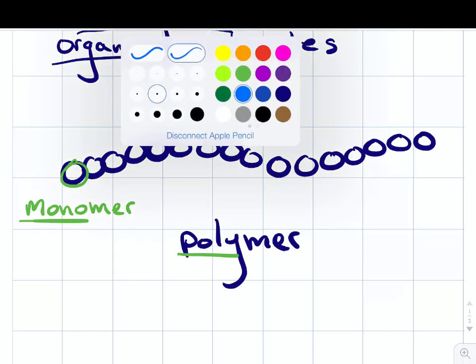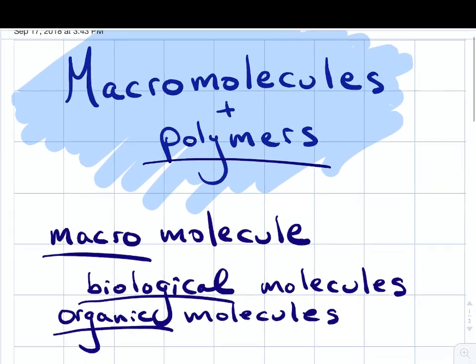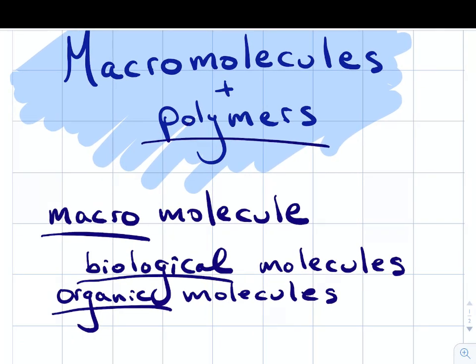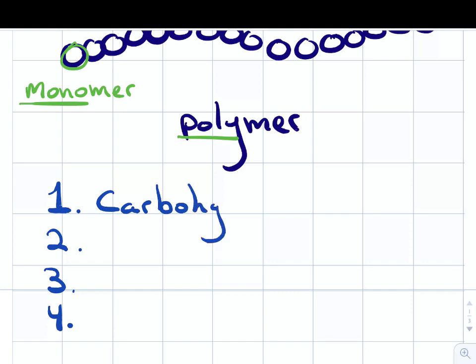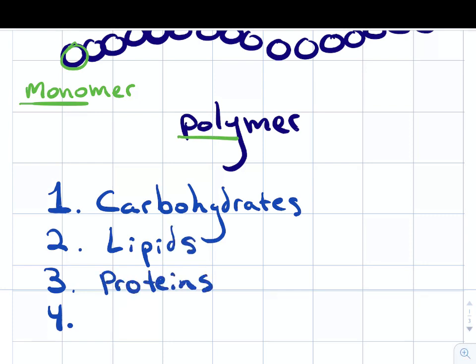So how do these two things come together? Well, there are going to be four types of macromolecules or organic molecules that we're going to talk about. The first type is carbohydrates. The second is lipids. The third is proteins. And the fourth are nucleic acids. I'm going to end up making a series of videos on these because I think that each one of these types of macromolecules deserves its own video, its own treatment and explanation.